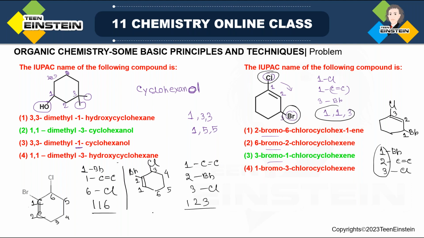Now what will be the name? Bromo will come first and its position is 1. Then chlorine is present at 6 position. So 1-bromo, 6-chloro. Just like before, there is no difference. Only these numbers are different. Otherwise, bromochlorocyclohexene, there is no such change. Okay.